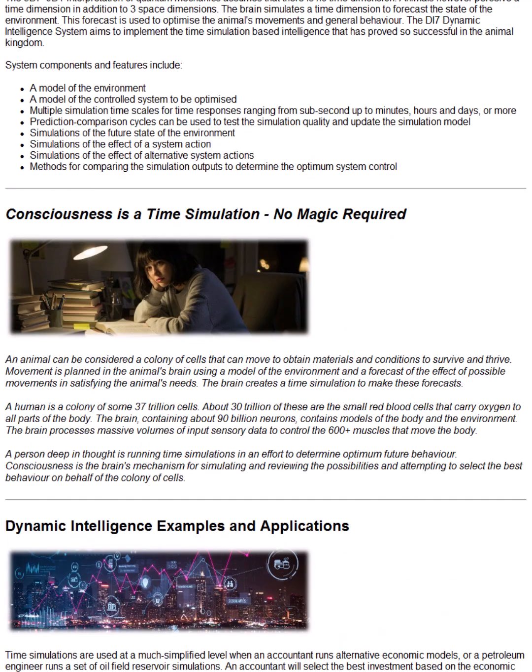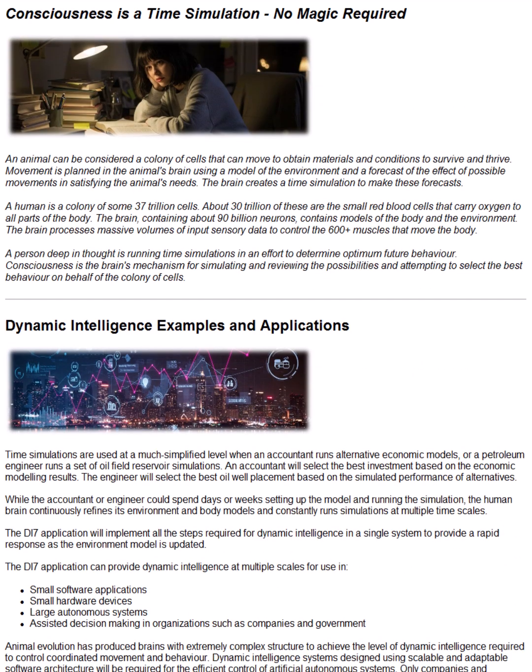An animal can be considered a colony of cells that can move to obtain materials and conditions to survive and thrive. Movement is planned in the animal's brain using a model of the environment and a forecast of the effect of possible movements in satisfying the animal's needs. The brain creates a time simulation to make these forecasts.